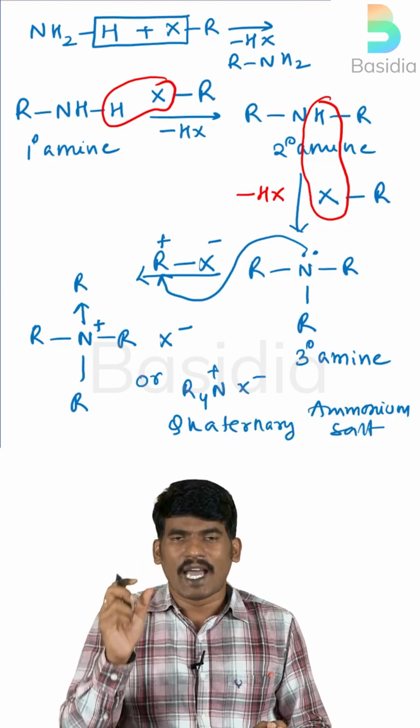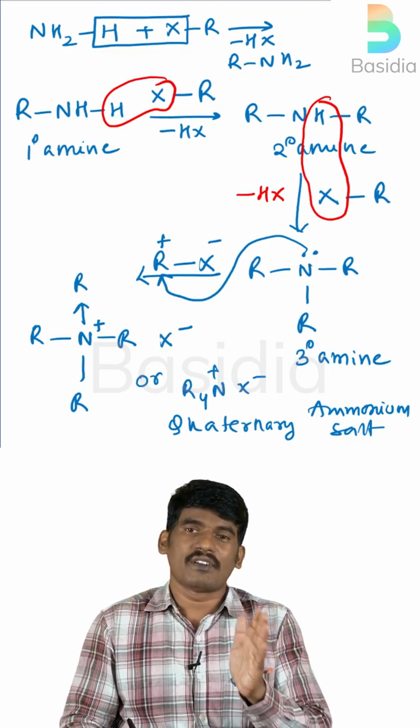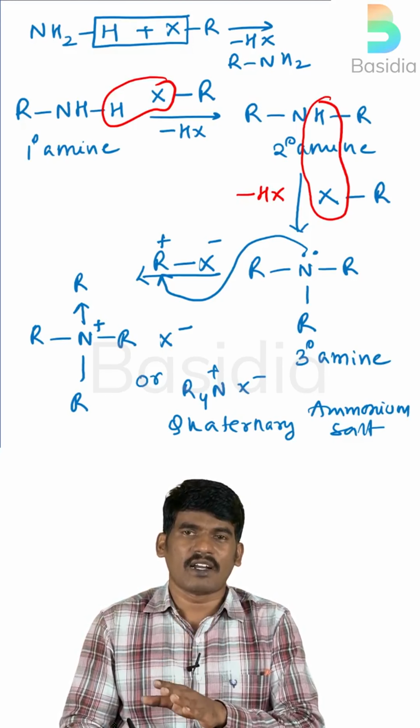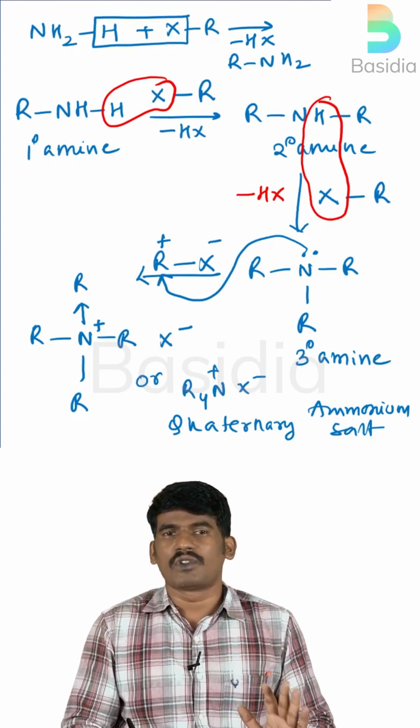R4N+X− is called a quaternary ammonium salt. So ammonia gives primary amine. Primary amine, on further treatment with alkyl halide, will give secondary amine. Secondary will further give tertiary. Tertiary will give quaternary ammonium salt.